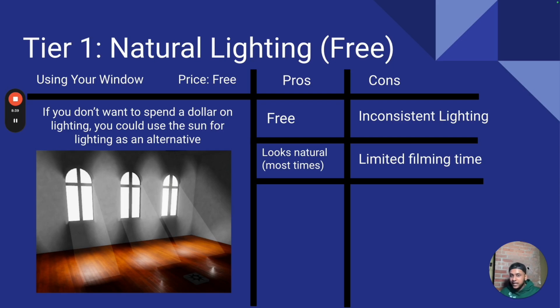So the first option, aka tier 1, is free lighting, and I'm going to be talking about natural lighting. For natural lighting, you'd be using your window and just using the sun as lighting. The price of it is it's free. If you don't want to spend $1 on lighting, which I wouldn't recommend, you could use the sun for lighting as an alternative. The pros to this: it's free and it looks natural most times. The cons to it are that it's inconsistent lighting and you have a limited filming time since you can't film at night when the sun's not out.